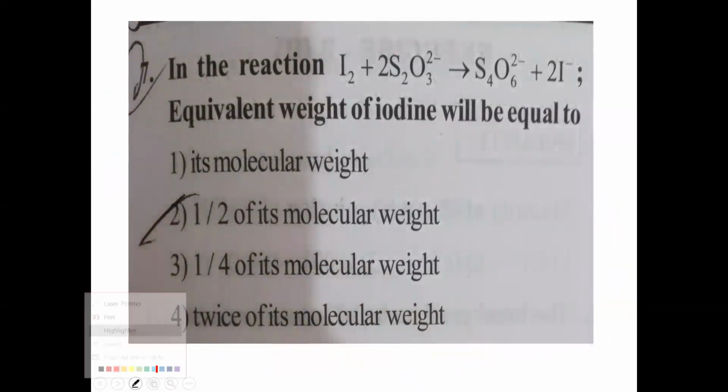So next, in the reaction I2 + 2S2O3^2-, it is called thiosulfate. Yesterday one problem we discussed, sodium thiosulfate. Thiosulfate ion is nothing but S2O3 minus 2 ion. So how many moles of thiosulfate? 2 moles of thiosulfate and 1 mole of iodine.